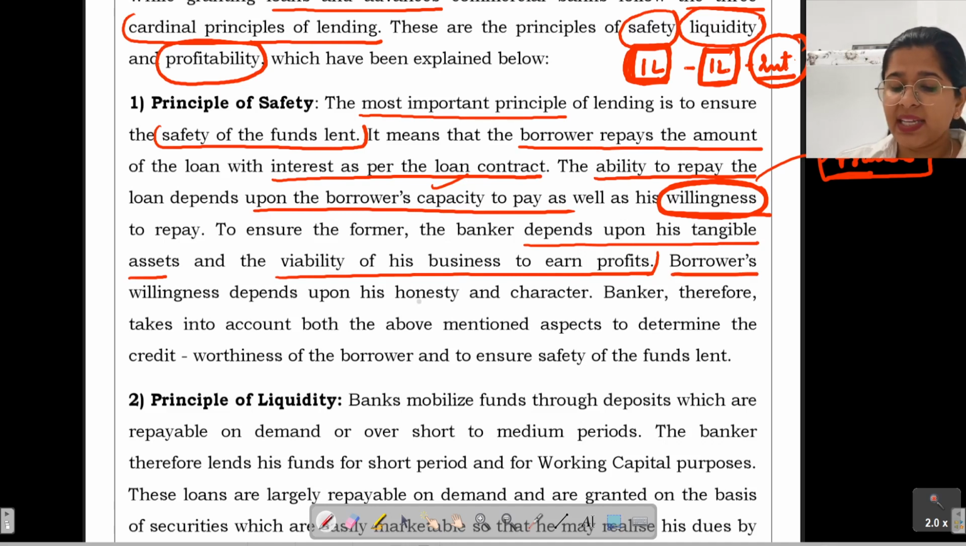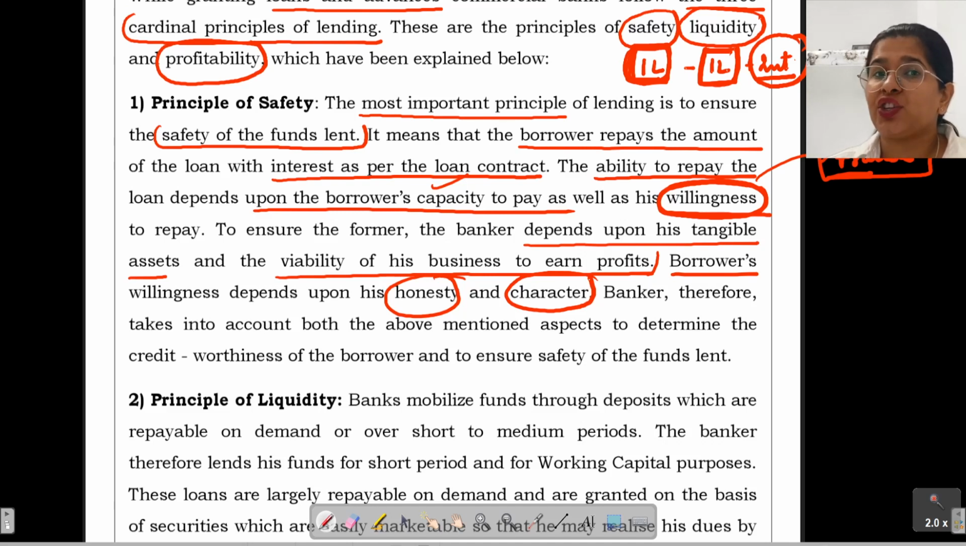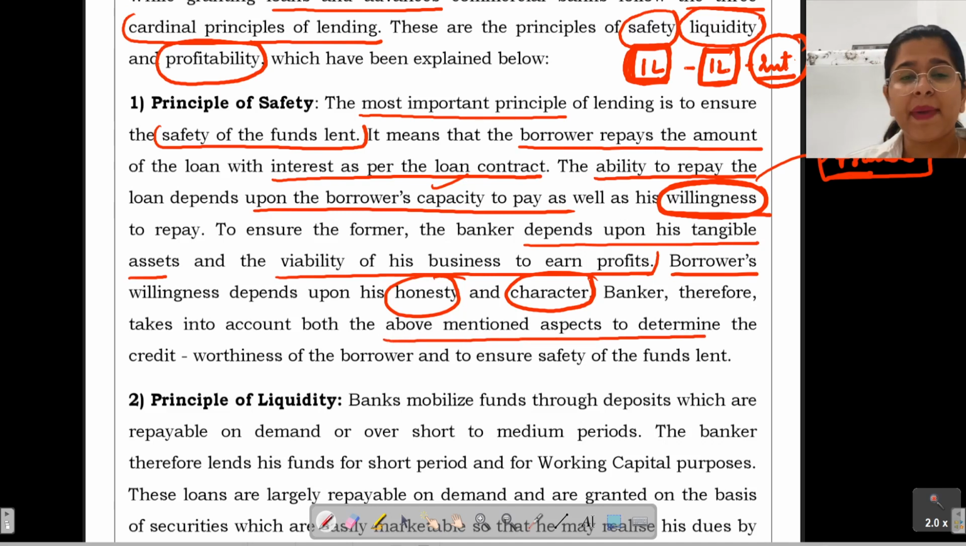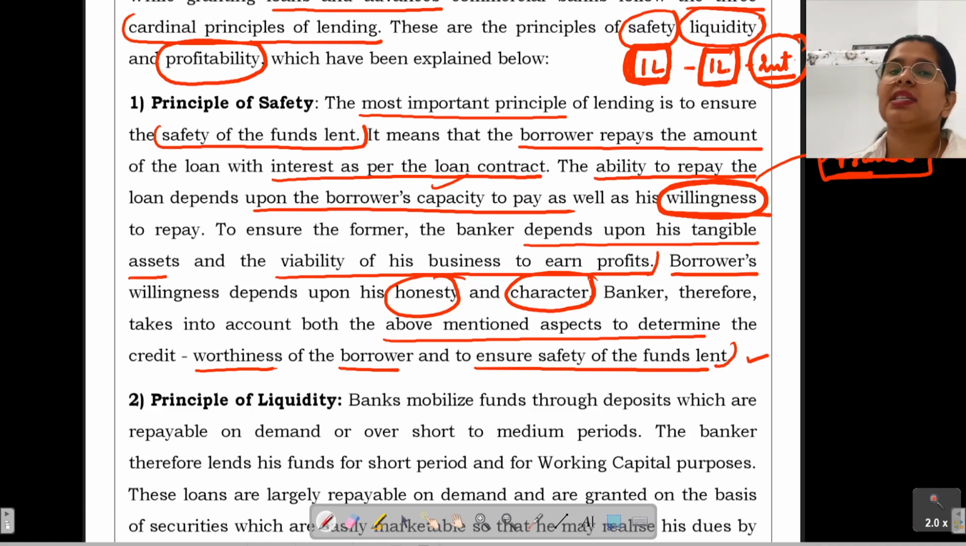The borrower's willingness depends on his honesty and character, and believe me, we do not have an effective measure of any particular person's honesty and character. This is something very unique to every individual, a trait which we cannot measure. Therefore the bank takes into account both the above-mentioned aspects to determine the creditworthiness of borrowers and to ensure the safety of the funds lent. So this is the first principle, the principle of safety.